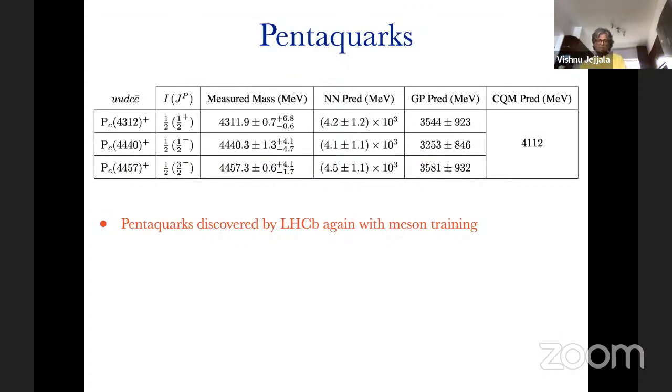Okay, so LHCb has discovered pentaquark resonances, and neural network predictions and the Gaussian process predictions are comparable to the actual measured masses of these particles, and also comparable to the constituent quark model.